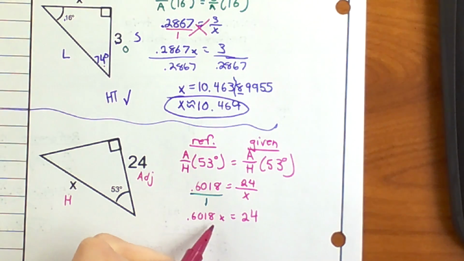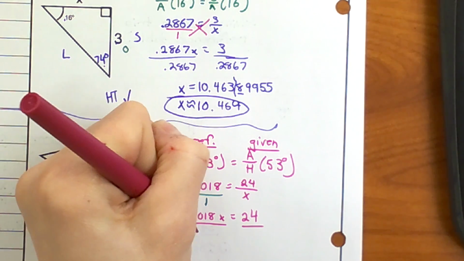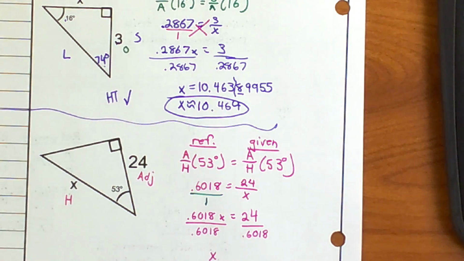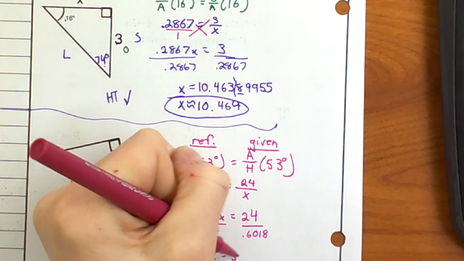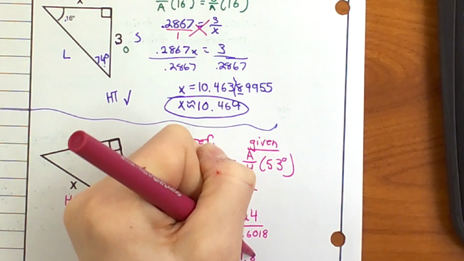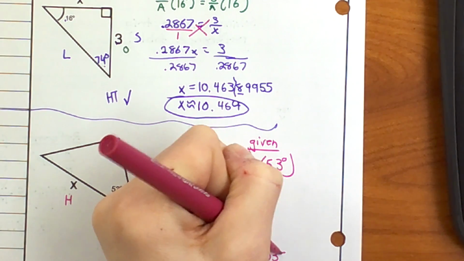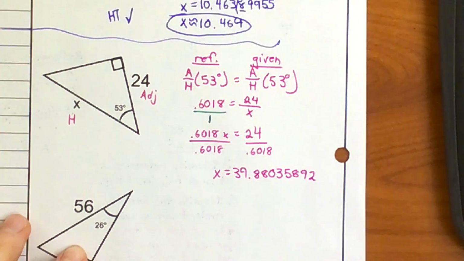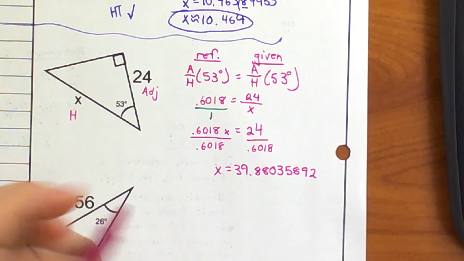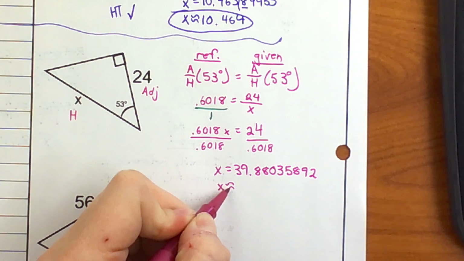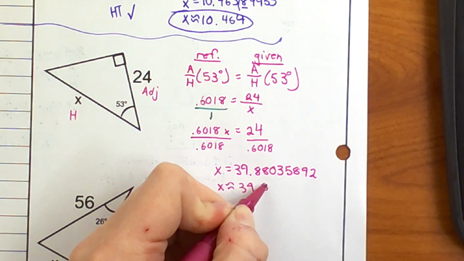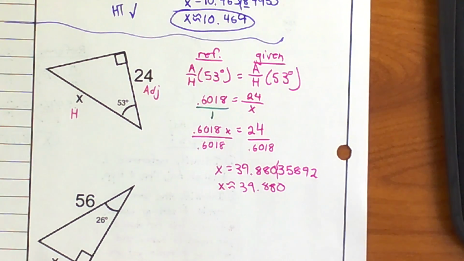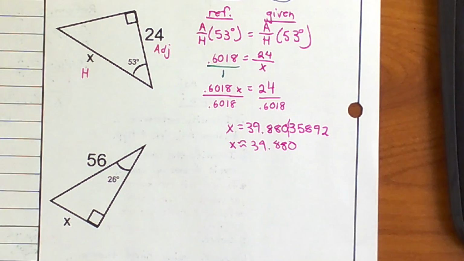And then we'll need to divide. X again is a really long number, 39.88035892. Oops, getting kind of low. There we go. And so again, you don't need to write this, just go ahead and round it. X is approximately 39.880.